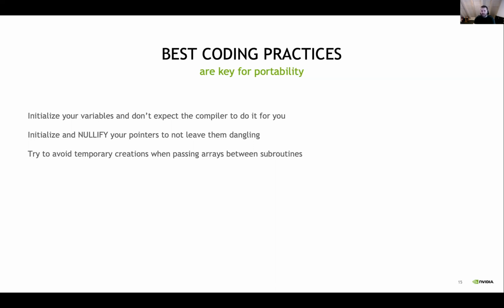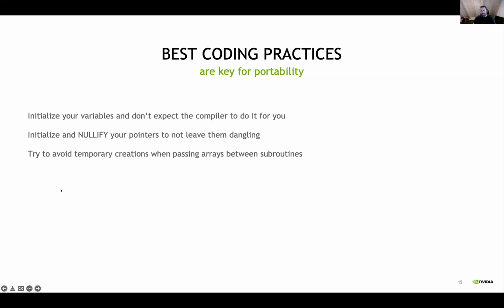Same holds for pointers, which basically in Fortran you don't need to initialize if you know what you're doing, but that is programmer knowledge. And the OpenACC runtime sometimes needs to rely on a pointer being initialized or nullified once you're not using it anymore. So basically, it's good practice not to leave them dangling and say, well, point to null when you're not pointing to something. That will make your life a lot easier, but that's independent of GPU acceleration.